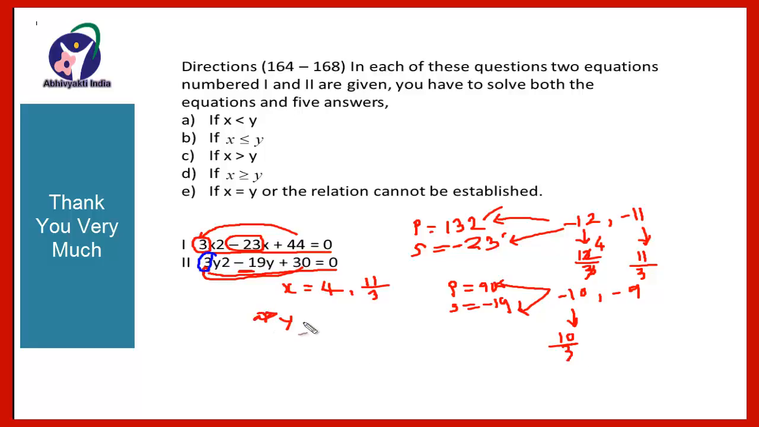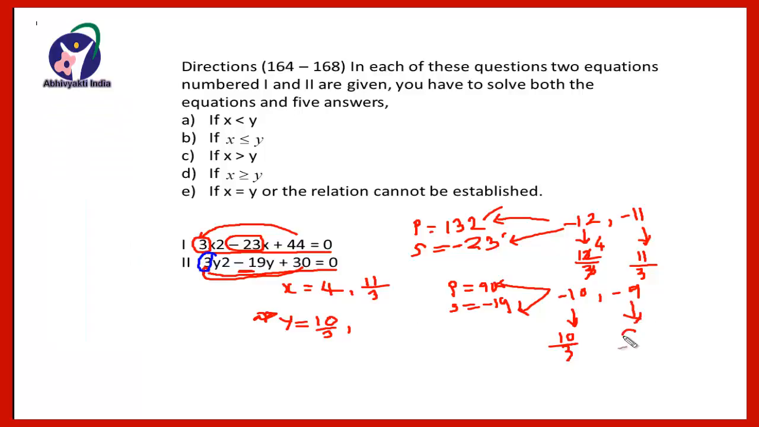So y is equal to 10 by 3. Now for the other one, minus 9 will be plus 9 divided by 3. So 3 3s are 9, and the other value will be 3. Now we will compare the values of x and y.